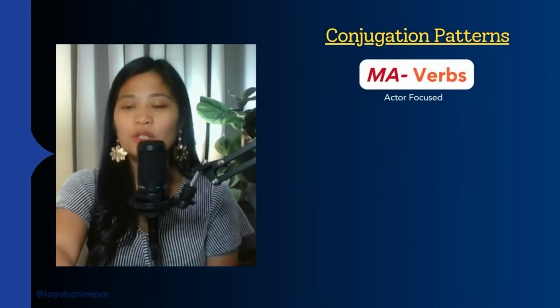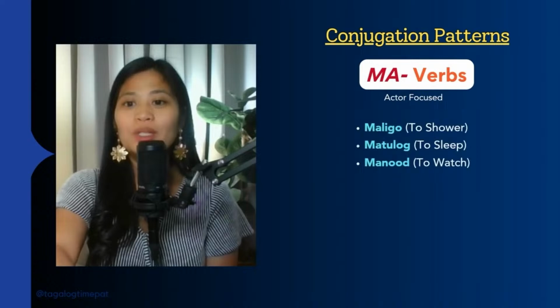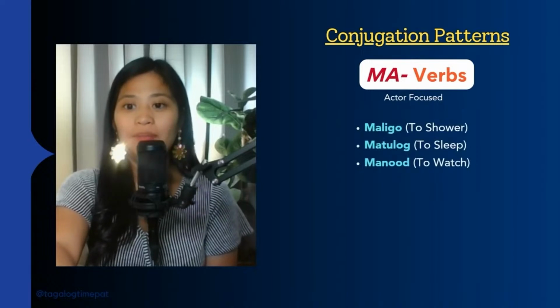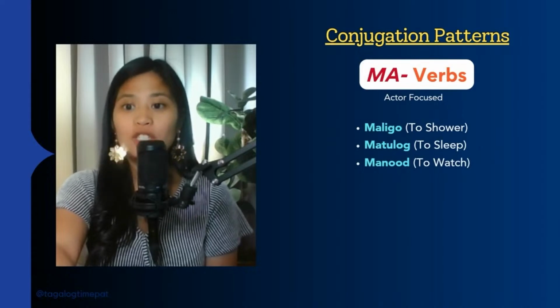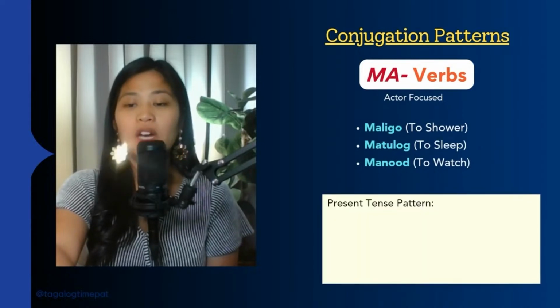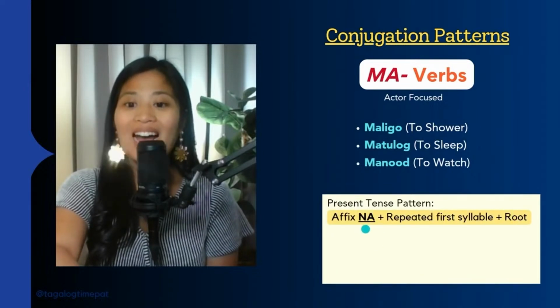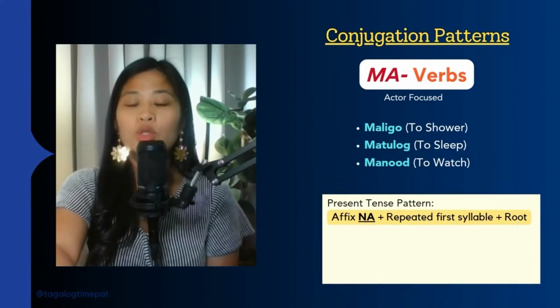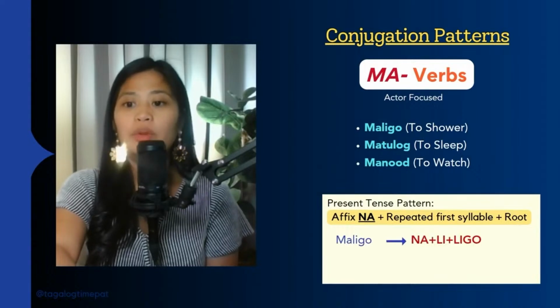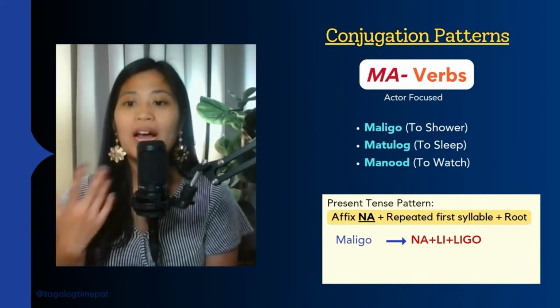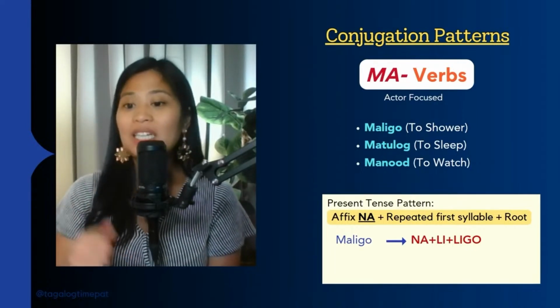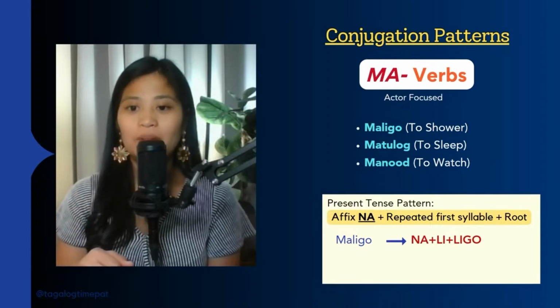These are usually actor-focused, and here are some examples. Maligo, to shower. Matulog, to sleep. Manood, to watch. In the present tense, if you want to conjugate a ma-verb, here's the pattern. Now the affix is na, then it's the repeated first syllable and then the root. So maligo, to shower, will be naliligo. Naliligo ako, I am taking a shower. Naliligo siya, he is taking a shower.